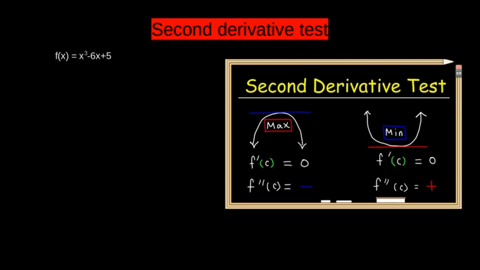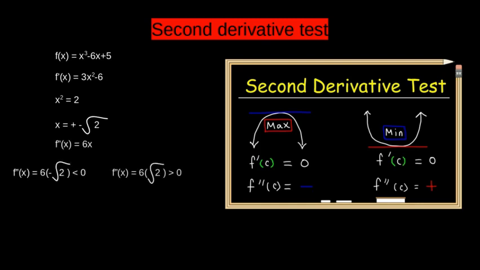An easy example would be f of x equaling x cubed minus 6x plus 5. Your first step would be to find the first derivative, and then set it equal to 0 and find what x would equal, which would be plus or minus root 2. You would then find the second derivative and plug both the positive and negative versions of x into it, one being less than 0, one being greater than 0.